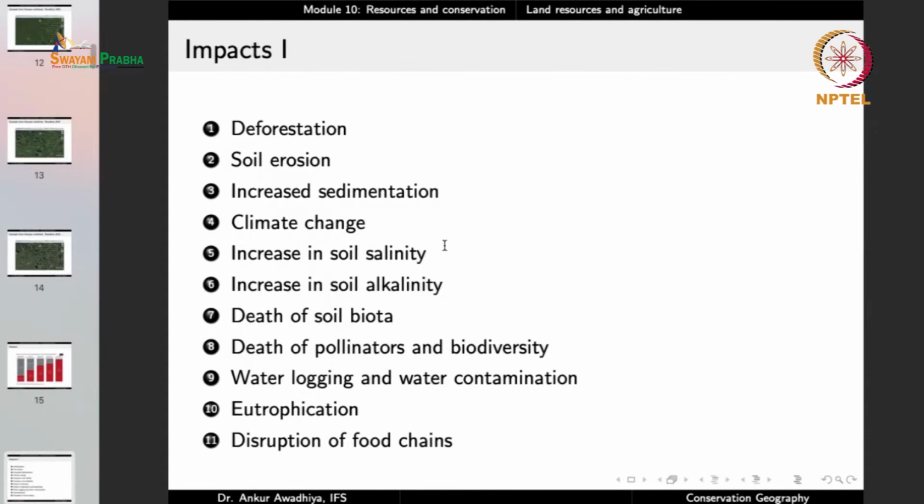Then it is leading to climate change, it is leading to increase in soil salinity and alkalinity. That is changes in the chemical composition of soil. Typically because we are overusing the fertilizers. Fertilizers are chemicals. They are salts. And when we are adding fertilizers, we are increasing the salinity of the soil. We are altering the alkalinity of the soil.